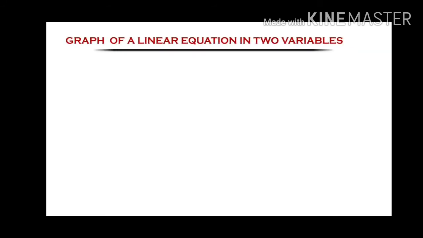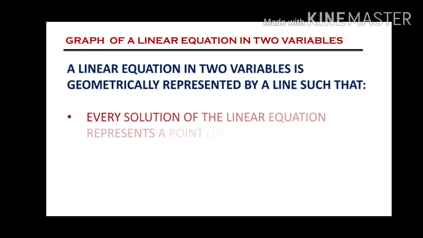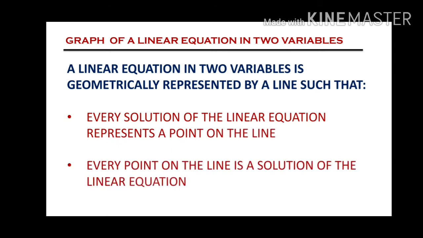Now graph of a linear equation in two variables. Same thing, a linear equation in two variables is geometrically represented by a line such that every solution of the linear equation represents a point on the line, and every point on the line is a solution of the equation. So this means that every solution represents a point on the line. Suppose we draw a line for that equation, every solution will be a point on that line, and whatever point we take on the line will be a solution of the equation.